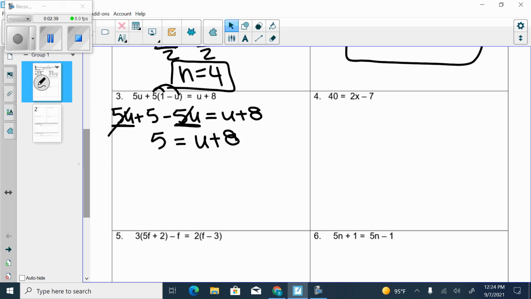Then what should we do? And what is 5 minus 8? Negative 3. So negative 3 equals u.